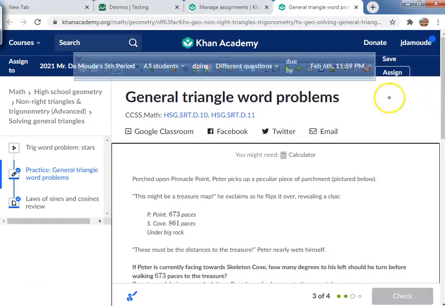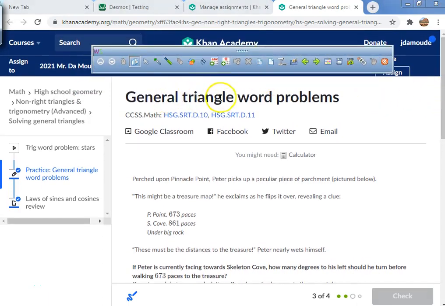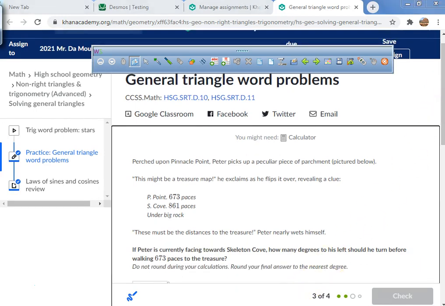All right, so guys, what we're going to be working on here is just general triangle word problems. You're either going to be using the law of sines or you're going to be using the law of cosines. You just have to know which one, okay? Now I'm going to go back real quick.